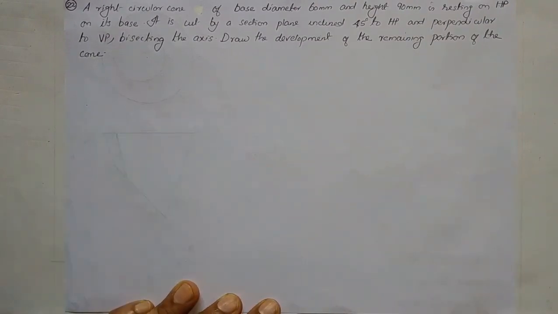So here this is a problem regarding a right circular cone of dimension 60 mm diameter and 90 mm height. It is resting on the horizontal plane on its base. So the symbol top view will be a circle and the symbol front view, the outline of the front view, will be a triangle. It is cut by a section plane inclined 45 degree to HP and perpendicular to VP.